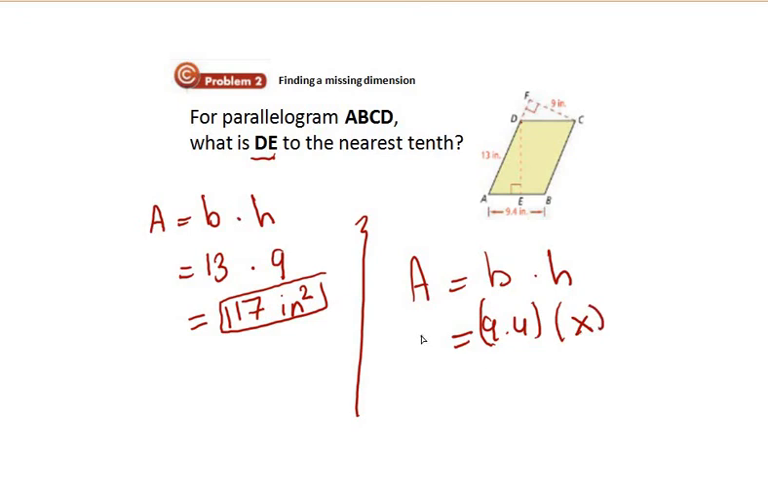Let's call it X. And the area is 117. X is 117 divided by 9.4. X is equal to about 12.4 inches. Here we learned how to find a missing dimension. If we have other dimensions, by finding the area first, then we can substitute the area to find the missing side.